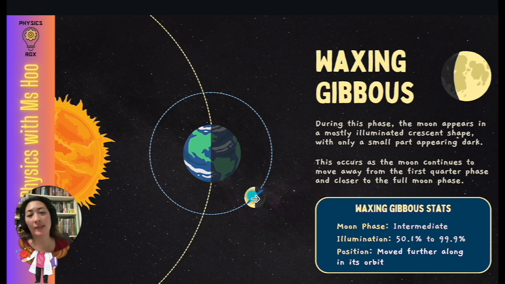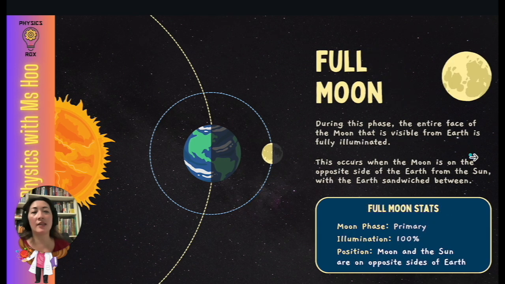By the way, when I say 3/4, it doesn't have to be 3/4. It's anywhere between 50.1% to 99.9%. Same thing with the crescent just now. So anywhere between the first quarter to the full moon phase. So it keeps growing larger and larger. The gibbous moon is getting larger and larger. That's why it's waxing gibbous until it reaches the full moon.